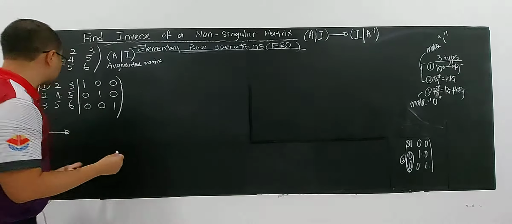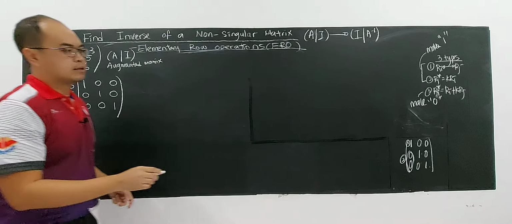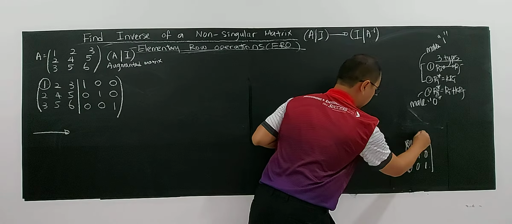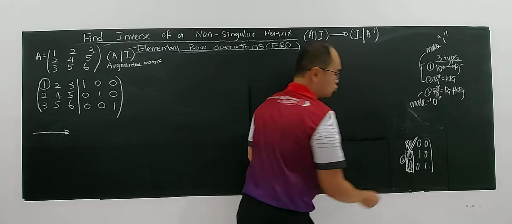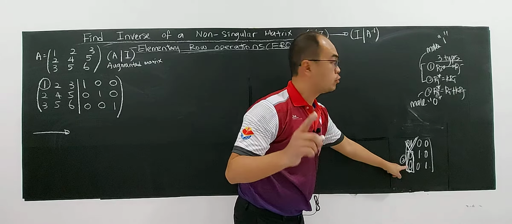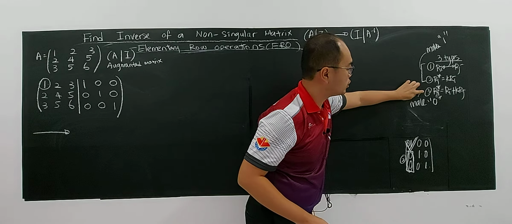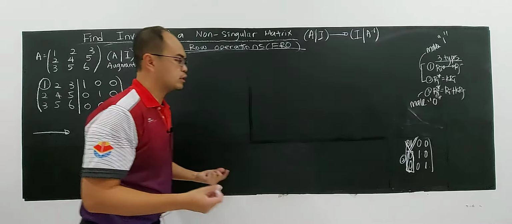So luckily in this question, this is already 1, which means the first step is done. Now go for the second step. Make this 2 become 0. So you have to use the third operation when you want to make 0. That's the third operation.